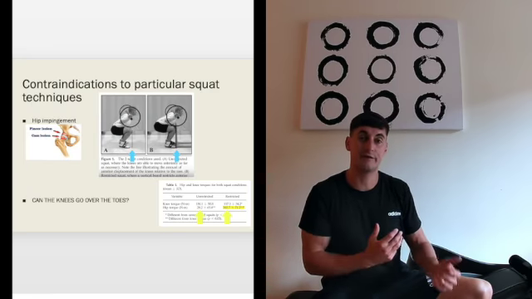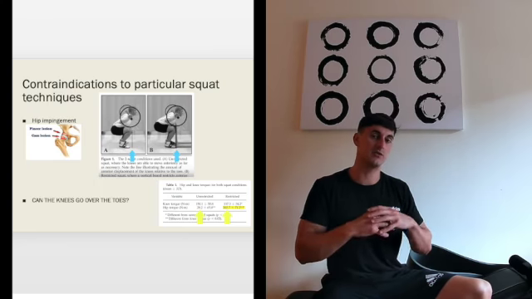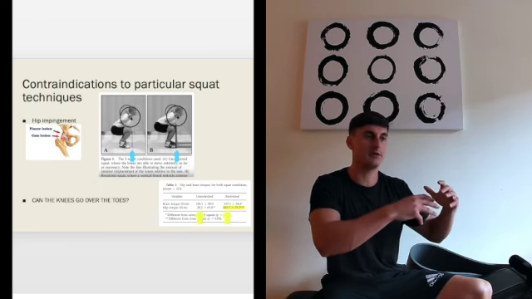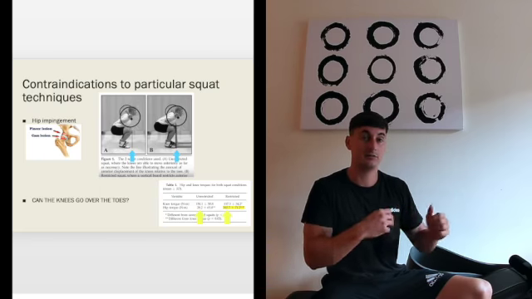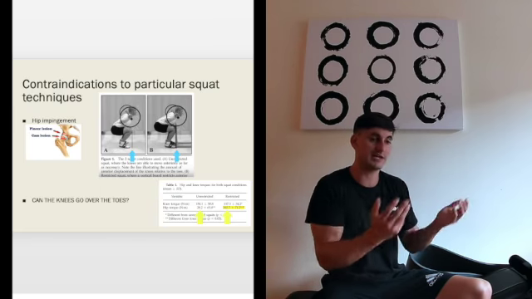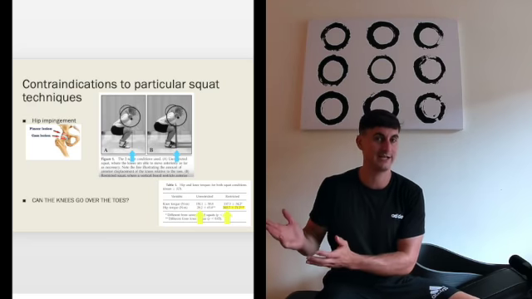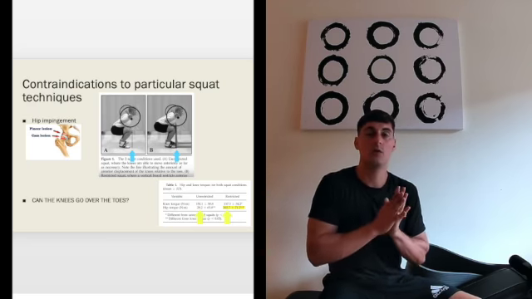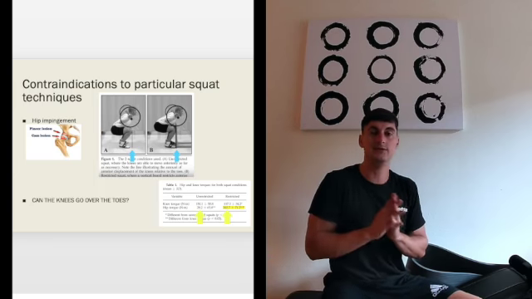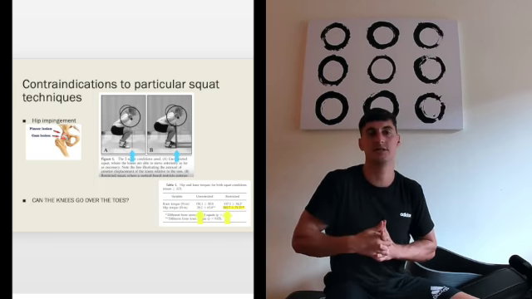Okay, time for the last variable I want to talk about that can affect squat form. There are other variables or factors that will change squat form, but the last one I want to talk about is contraindications to certain form techniques, okay? So we're going to dive into the knees over toes conversation.